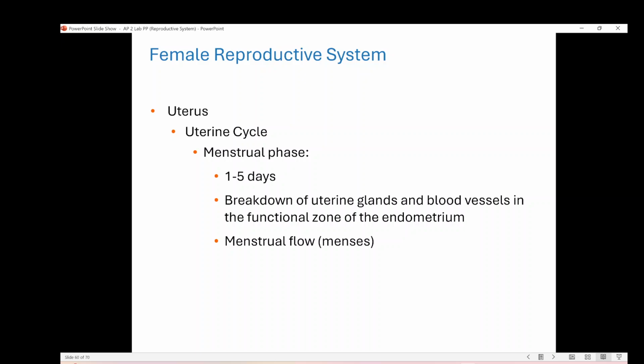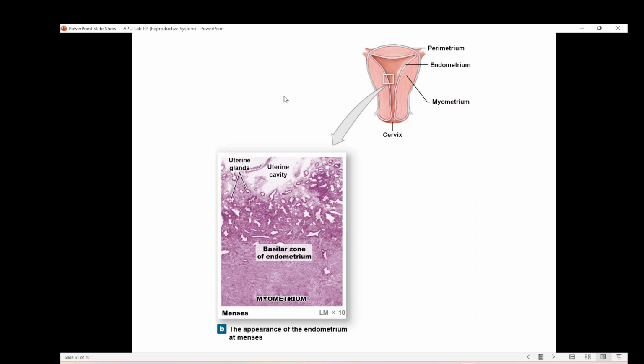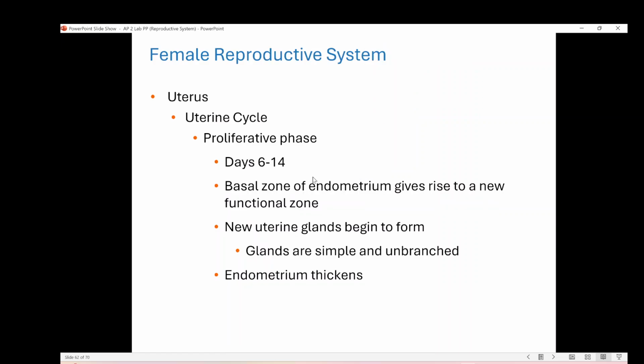Menstruation or menses. If we were to look under the microscope, you could see now all of these glands are kind of disintegrating. This is all kind of falling apart in here. This is going to be that whole functional area being broken down. So that lasts about 5 days.